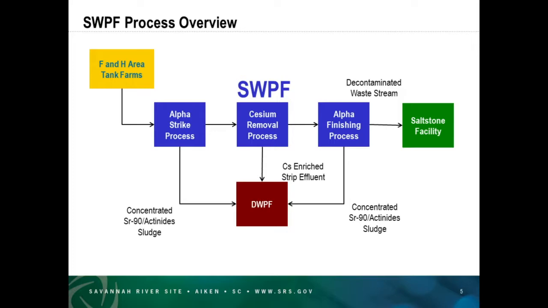We have a third unit operation called alpha finishing, and it's there in case the first two steps don't work, and we just need to polish the material to meet our waste acceptance criteria. At this point in time, we don't anticipate needing that unit operation in the near term. If we need it at all, it'll probably be toward the end of the life cycle of SWPF when we have some of our more difficult wastes to process. And then once we process through those, it goes to saltstone.